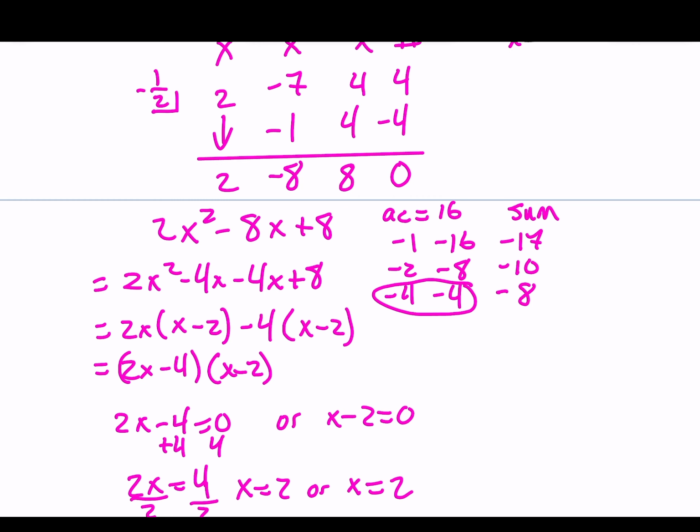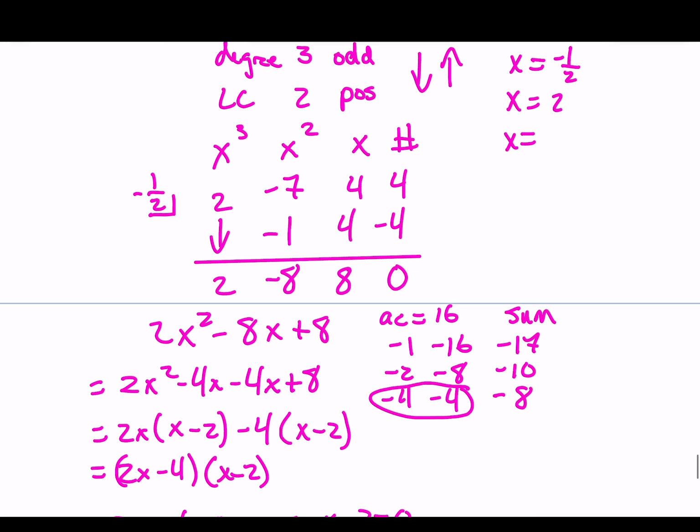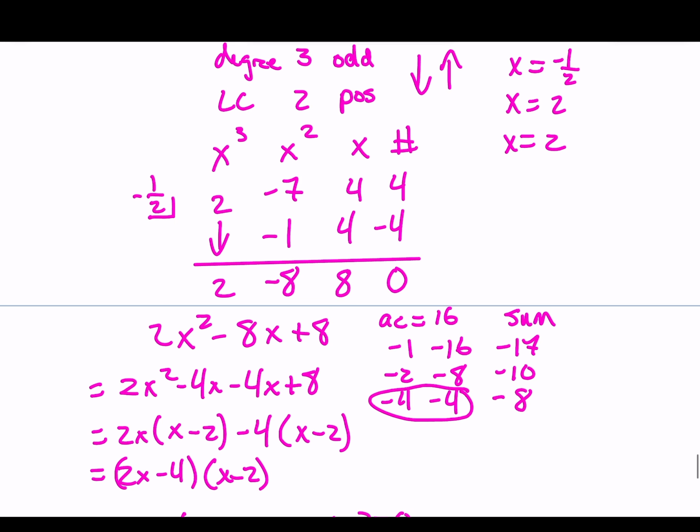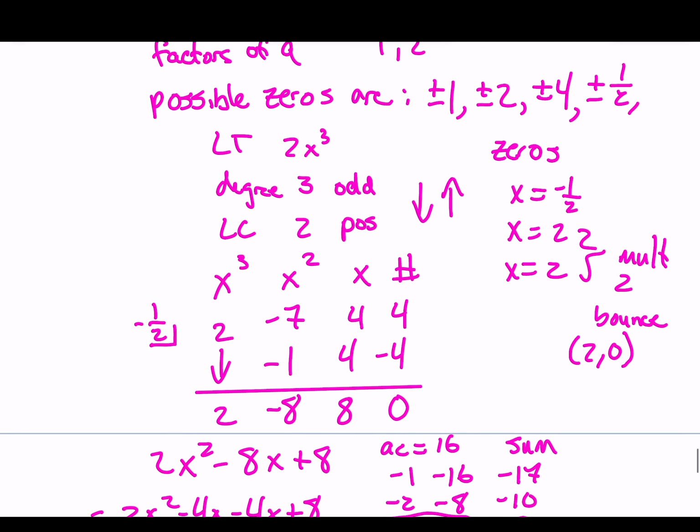What does this actually mean? Well, what this means is that we have two zeros, x equals 2 and x equals 2, where we have a multiplicity of 2 with that solution. So this is multiplicity 2. So there's a bounce, as we've seen before, and that happens at the point (2, 0). Now, the other zero, x equals negative 1/2, has multiplicity 1, and so it passes through.